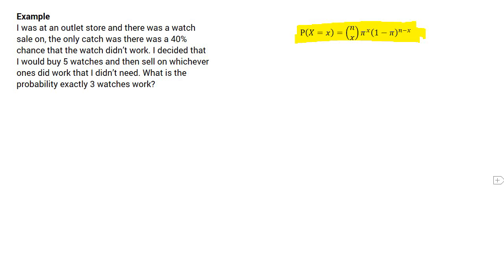Looking at this, we can see that there's a 40% chance that the watch didn't work, which means there's a 60% chance that it did work, because probabilities, we know, always add up to 1. We've got a fixed number of trials because we've got 5 watches, and we've got exactly 3 of them working. So let's summarize this information. X is the number that we want to be working, so that would be 3. The number of trials we're doing is 5 because we're buying 5 watches, and the probability the watch works is 0.6 because we've got a 40% chance that it doesn't work, so that means a 60% chance that it does.